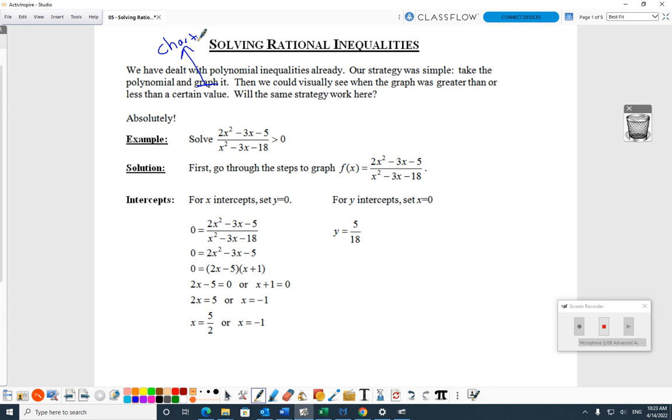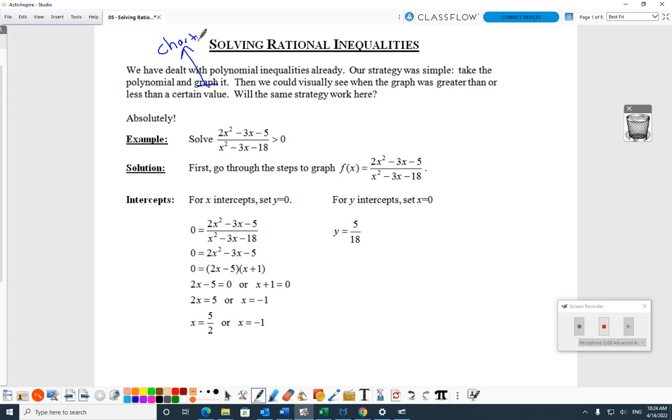Say I wanted to find out when 2x squared minus 3x minus 5 over x squared minus 3x minus 18 was greater than 0. See, the first example I'm doing with a 0, so it makes it easier. First, go through the steps to graph this thing. And I'm not going to belabor these steps, because hopefully you've seen them, but it's a good review of the steps that I told you the other day. Find x-intercepts. I think I called this step 2 when I taught it to you yesterday.